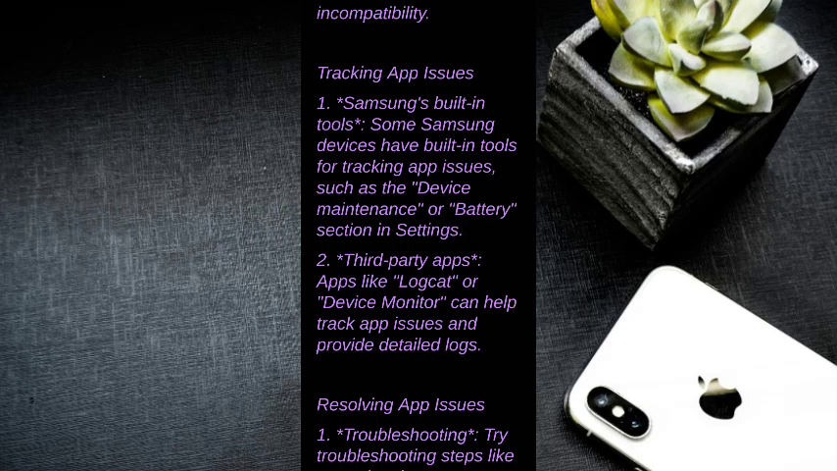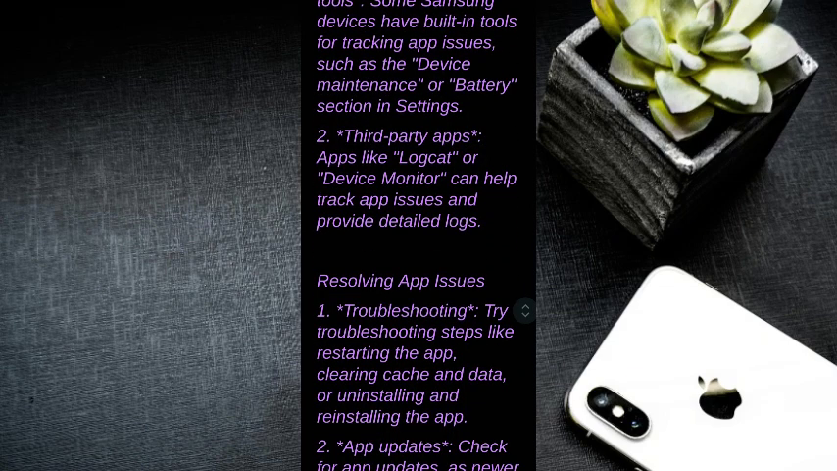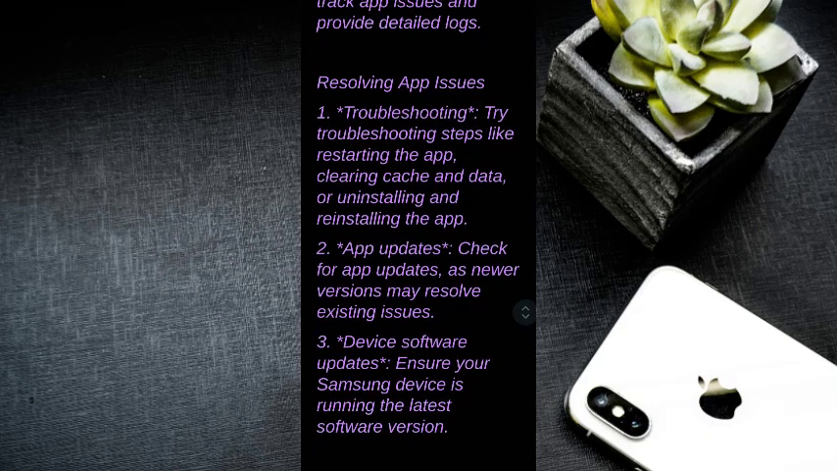You can track these app issues using Samsung's built-in tools. You see, some Samsung devices have built-in tools for tracking app issues, such as device maintenance or the battery section in the settings. You can also use third-party apps like Logcat or Device Monitor to help you track app issues and provide detailed logs. How do you resolve these app issues?